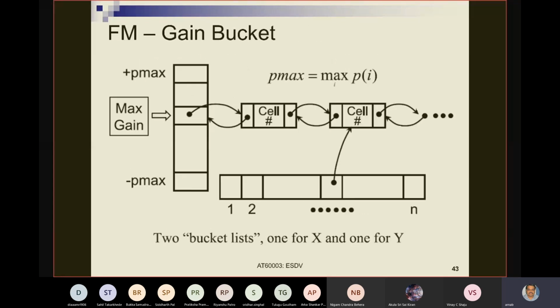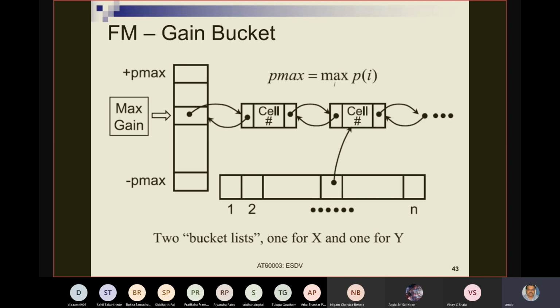So now let us consider a certain point in time at which we are at a certain partition, right? We have a partition X and a partition Y, and X contains some tasks and Y contains some other tasks. Let us consider the X side of the partition.